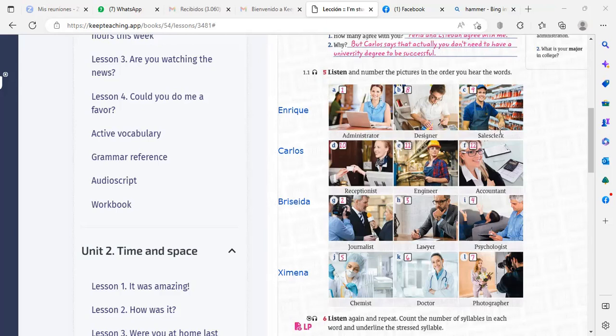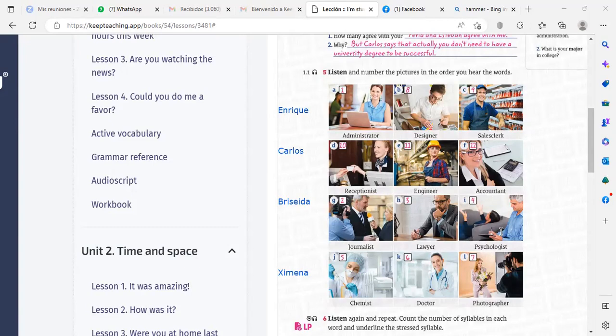Administrator, designer, sales clerk. Administrator. Designer, designer. Sales clerk. Sales clerk. Excellent. Carlos. Receptionist, engineer, accountant. Receptionist, engineer, accountant. Excellent. Briseida, please.